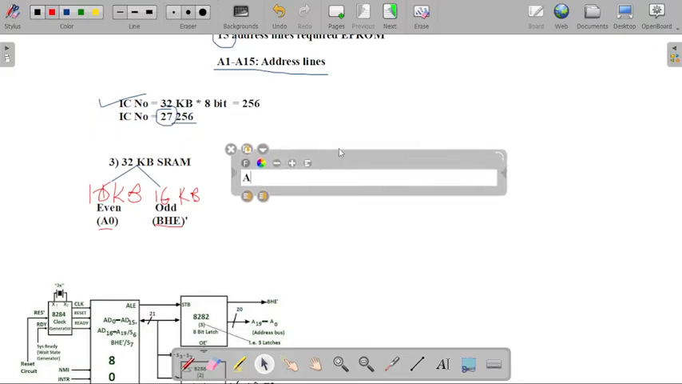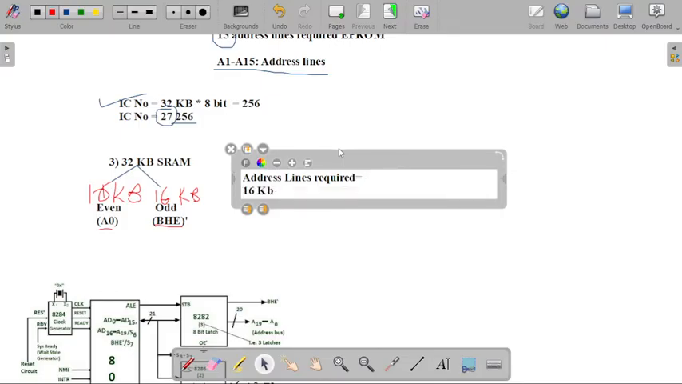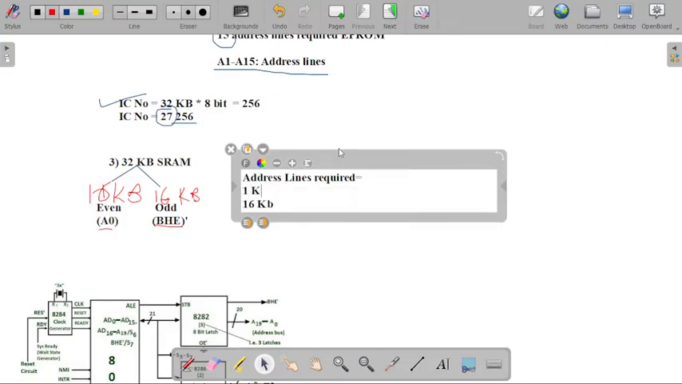So I'm writing here address lines required is equal to 16 KB, and we already know 1024 memory locations will be required for each and every 1 KB. So 1 KB is equal to 1024 memory locations. So I'm writing here 16 KB is equal to 16 into 1024.